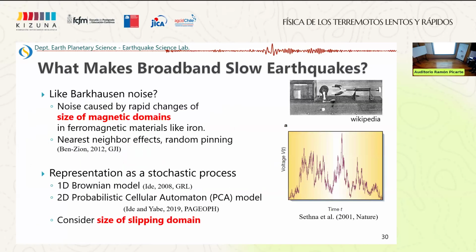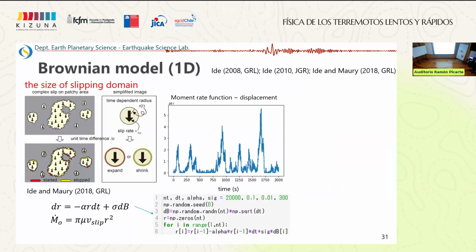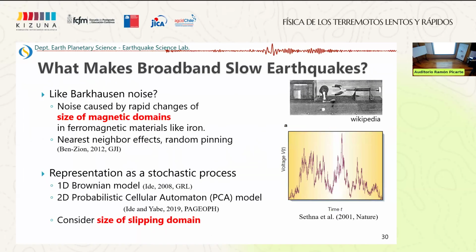So maybe this is a little too specific, so I can skip. But the question is how we can interpret such broadband nature of the record. We can find some similar physical phenomena in other fields of physics. The very famous example is Barkhausen noise that is observed in ferromagnetic material like iron.